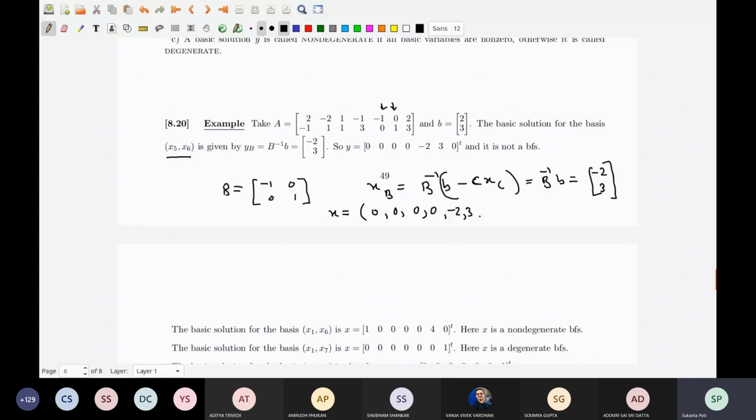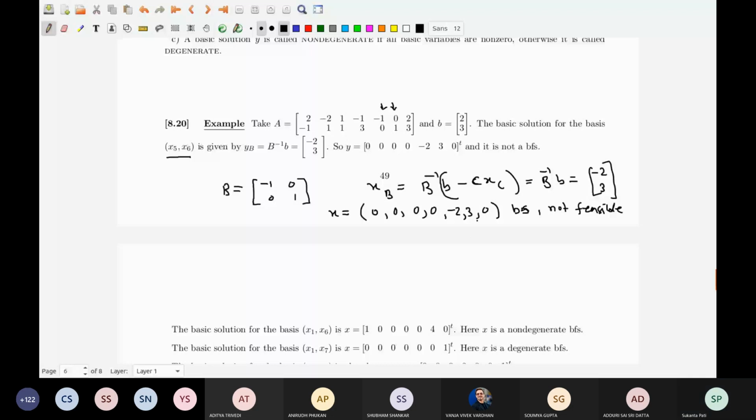So this is a basic solution, fine, but not feasible, because there are some entries which are negative. Okay, fine. Let me take another one.